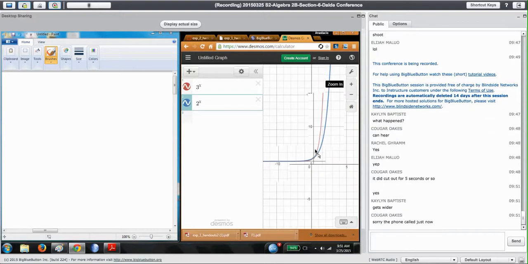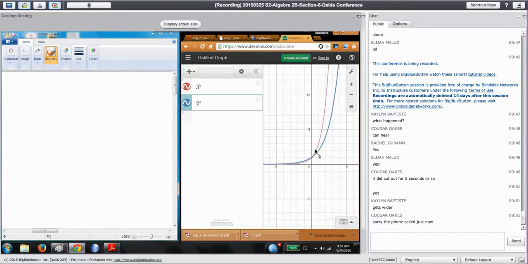What happens to A? It gets wider. Sorry, the phone call just called now. I don't want to have it think. I don't want you to think that it gets wider or skinnier.